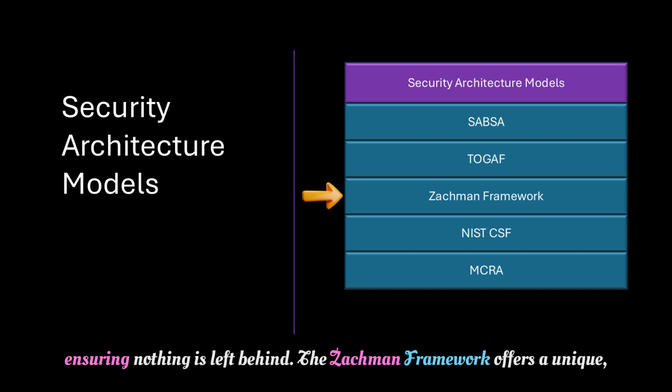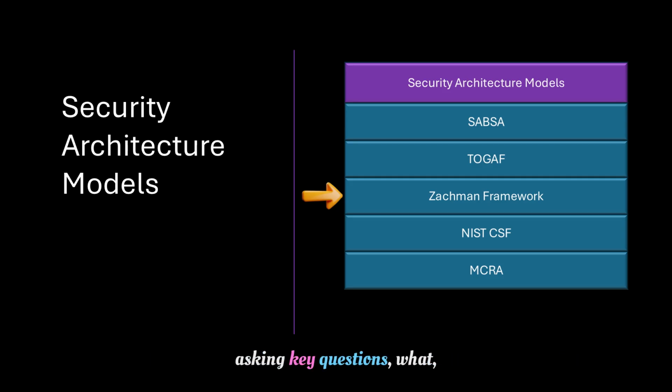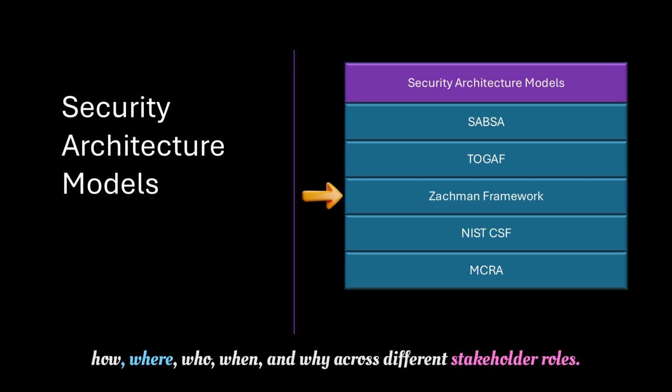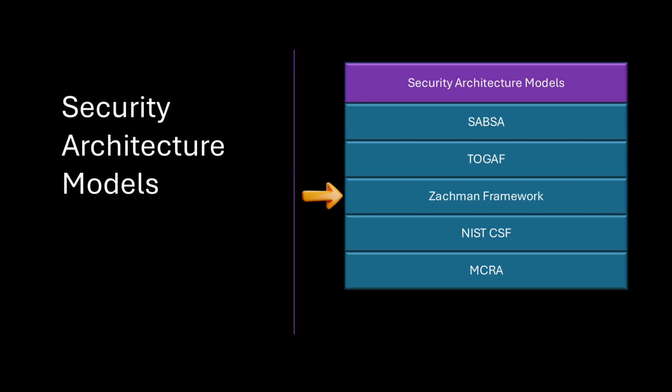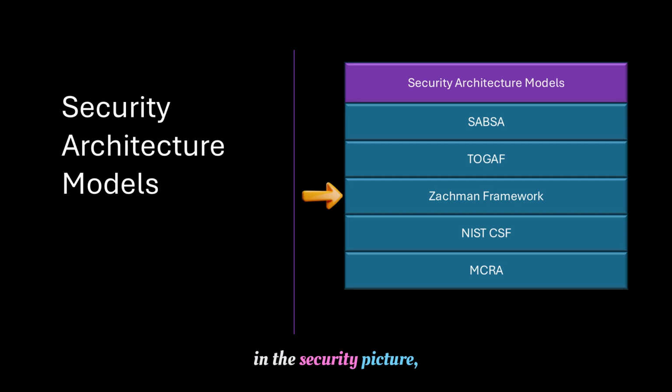The Zachman framework offers a unique perspective-driven approach. It allows you to structure your architecture by asking key questions: what, how, where, who, when, and why, across different stakeholder roles. This ensures that everyone from executives to engineers understands their part in the security picture, making your design more collaborative and complete.